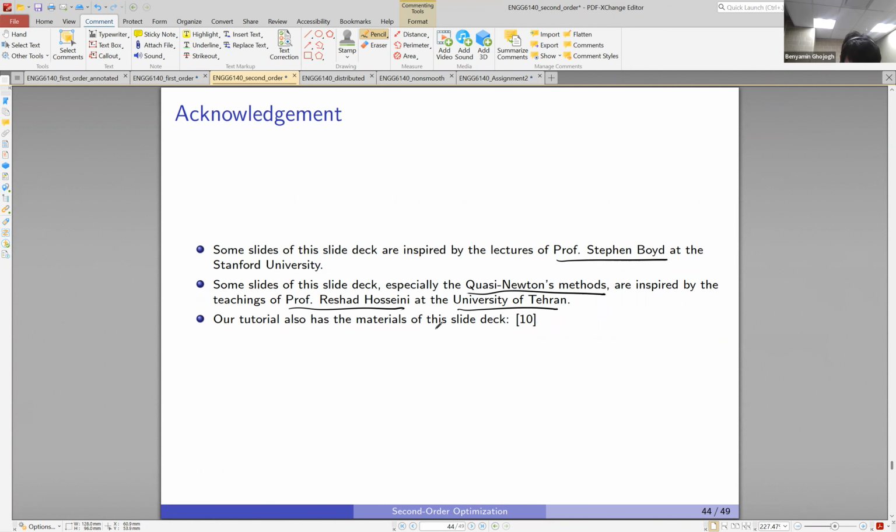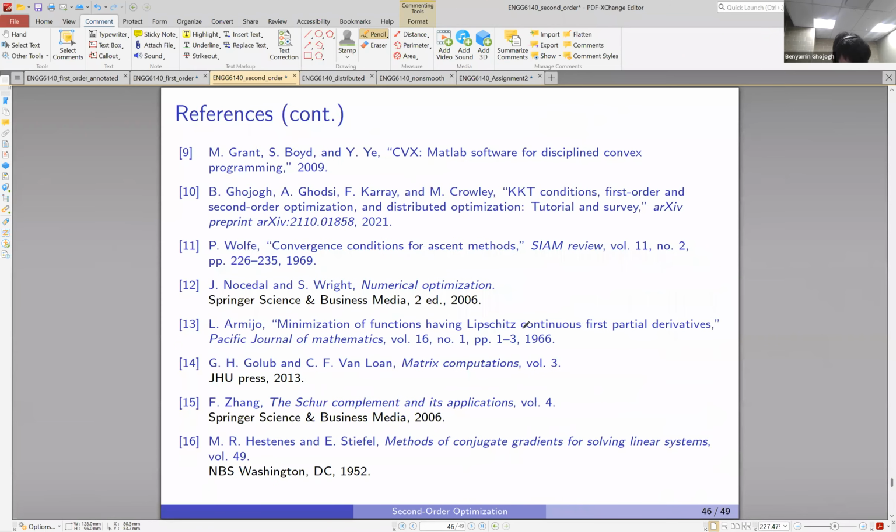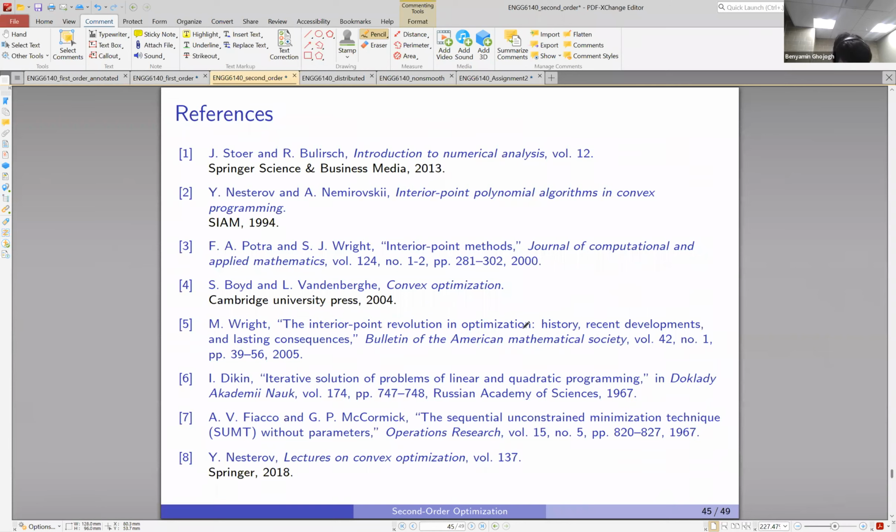Also, our tutorial has some material in this slide deck. Let's very briefly review the references as far as I remember, because some of them I might not remember, but you can look them up where they were mentioned in the manuscript. So this is a book on optimization. This is a Nesterov paper, Yuri Nesterov, a famous scientist in optimization, on interior point algorithms. Again, in SIAM. SIAM is a very important journal for optimization. So we have interior point methods. Again, there may be a survey on that. Then Wright. So Boyd, Convex Optimization.